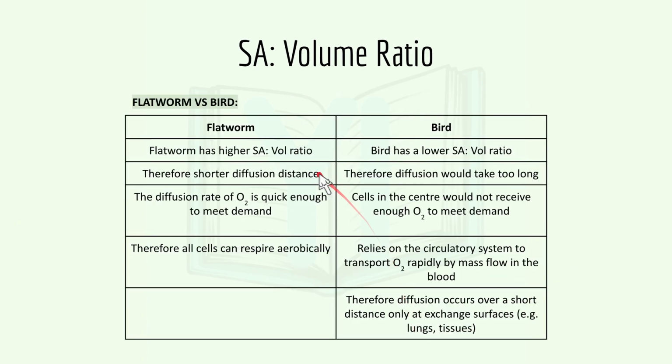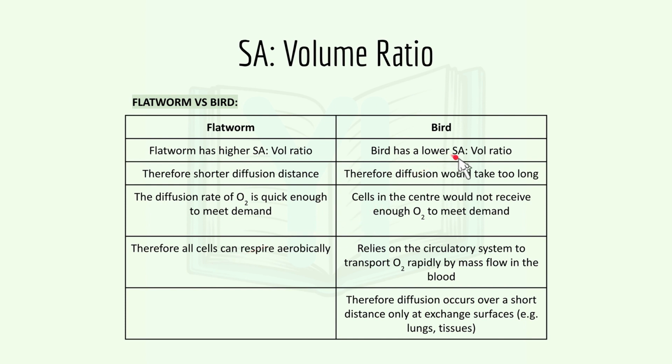So moving on, we have this flatworm versus bird. A flatworm is a type of worm that's very small, and a bird is obviously quite big. So we know that the flatworm has a higher surface area to volume ratio and the bird has a lower one. Therefore, there is a shorter diffusion distance for the flatworm, and the diffusion rate of oxygen is quick enough to meet the demand of the body and the cells.